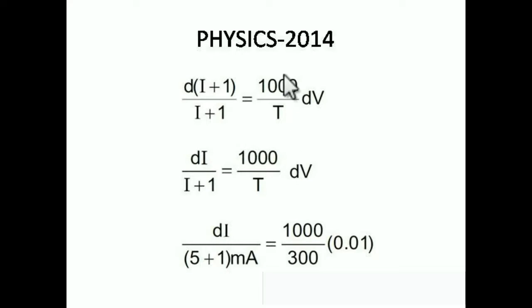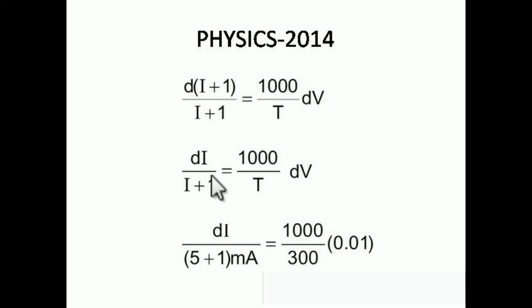This differentiation is in the form of delta, a very small value, and this is called error. Now d of (I plus 1) is dI, because the differentiation of 1 is 0, so it becomes dI upon (I plus 1) is equal to 1000 by T times dV. This is the equation I need. Here dI is the error in measuring current, and dV is the error in measuring voltage. Simple.